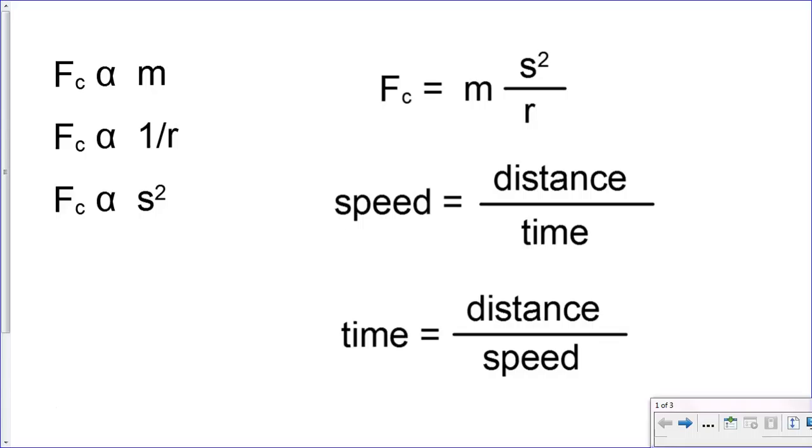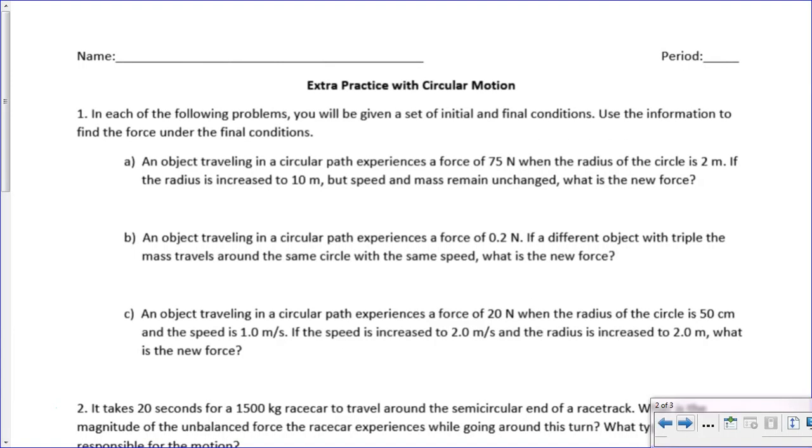Centripetal force is mass times the speed squared over the radius. Speed is distance over time, or sometimes we rearrange that same equation and we do time is distance over speed. That will just help you out through this process. Additionally, you need to know some basic stuff about circular geometry. The circumference is 2 times pi times r, for instance. But you'll see as that comes up as we go through this.